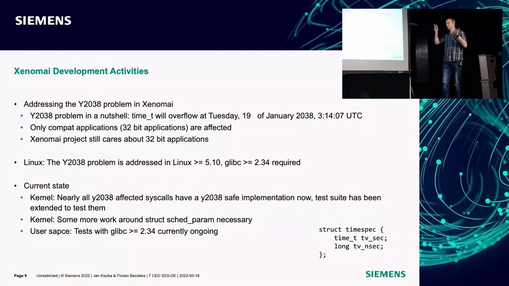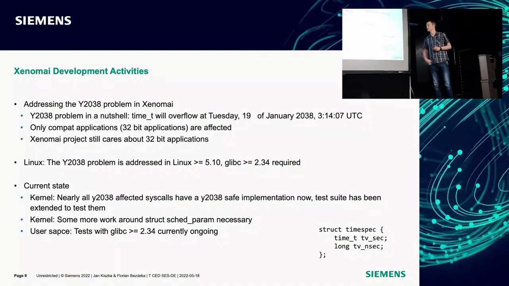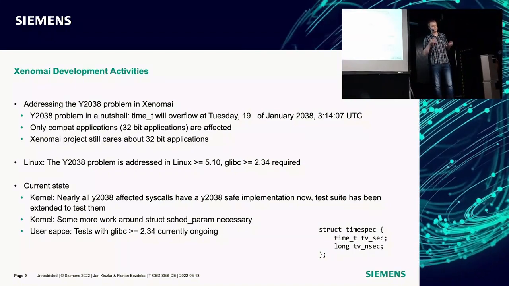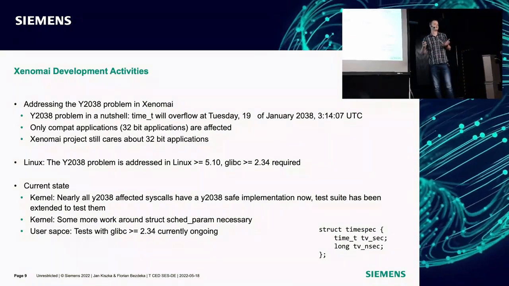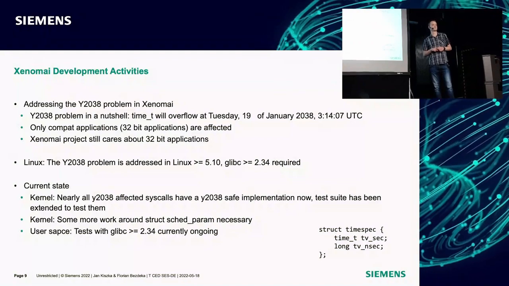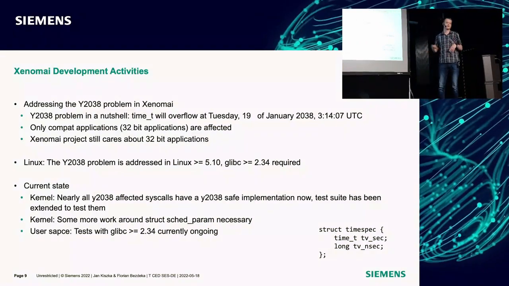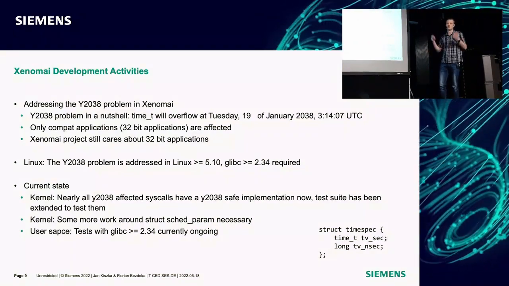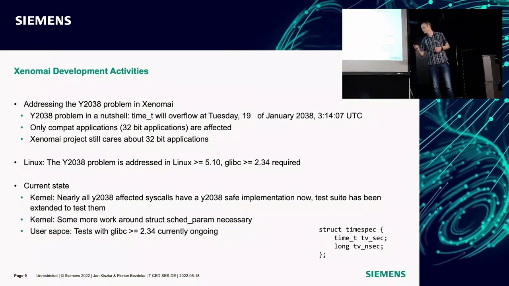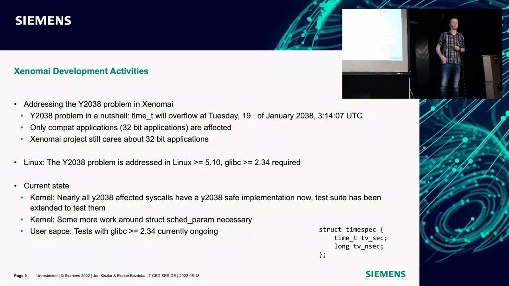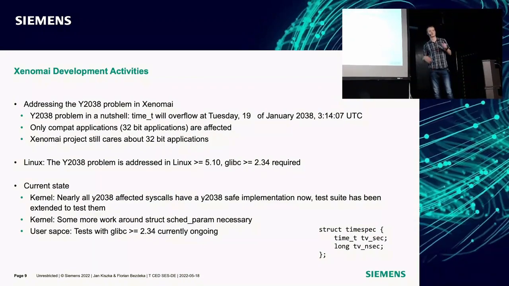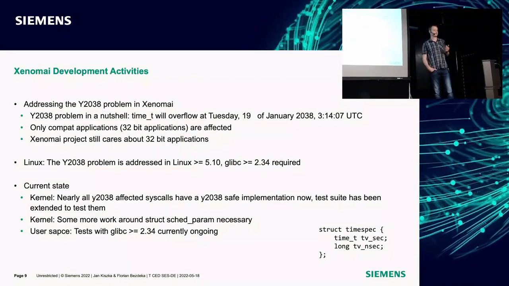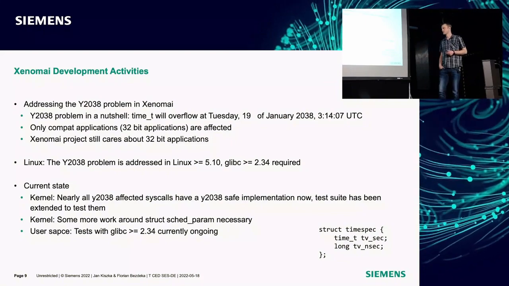So one of the problems that we have is the year 2038 problem. And this problem is not specific to Xenomai. Linux, or at least POSIX operating systems, are affected by that. The reason is quite technical. We have an overflow in a time_t data type. And as Xenomai provides its own set of APIs, syscalls, we are affected as well. So we have to fix it.